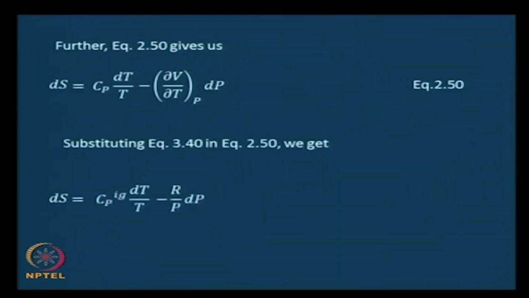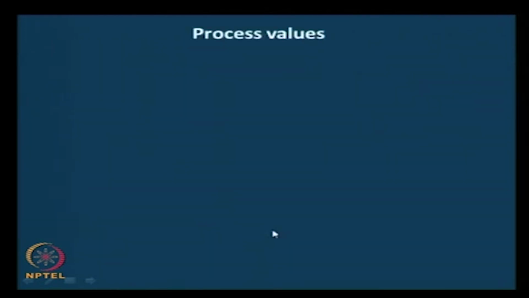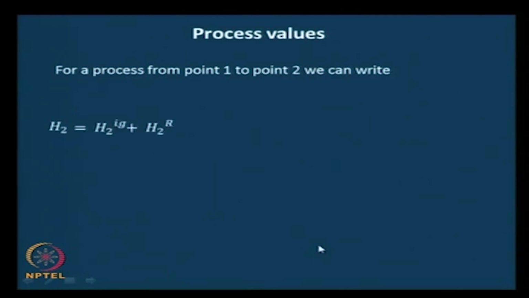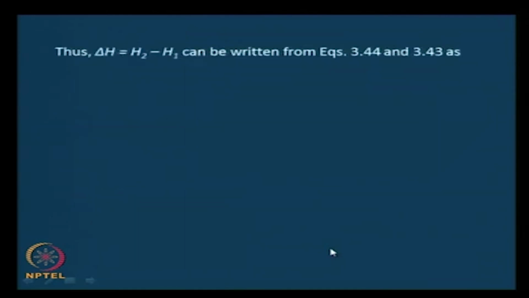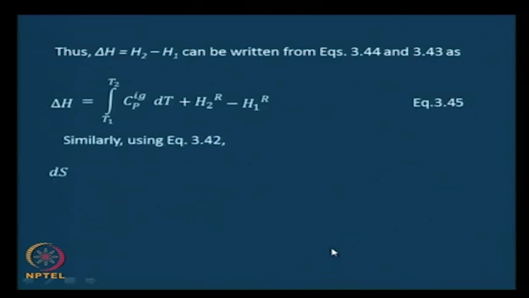Yeah, this was the expression. dS was Cp ideal gas dT by T minus R by P dP. Therefore, by integrating that you could get the ideal gas value for S, and for process values between point 1 and 2, the differences in values. We first wrote them and then wrote them in terms of the easily measurable PVT and a few others, Cp and so on.